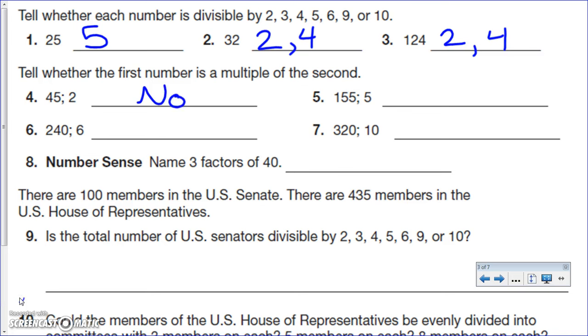For number 5, we have 155, and we're trying to decide if it's divisible by 5. We know because it ends in a 5 that it is.